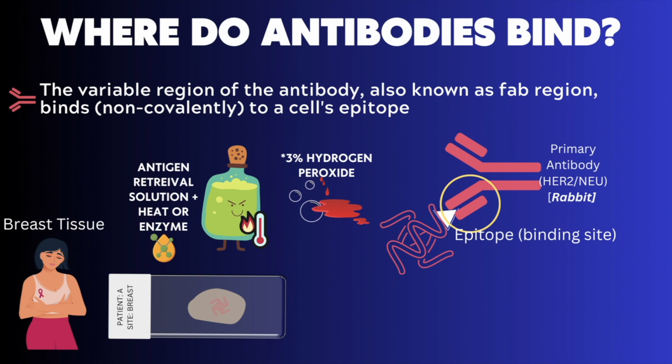Now that the bonds have been broken and the peroxidase has been adequately quenched, we can move on to applying the primary antibody. Way down on the molecular level, which you cannot see in a microscope, exists the HER2 epitope. In this example, the epitope is represented by the white triangle. That tiny epitope is going to be the binding site for our HER2 antibody.